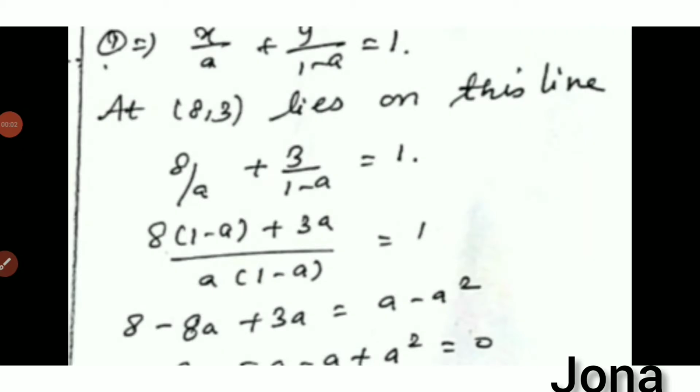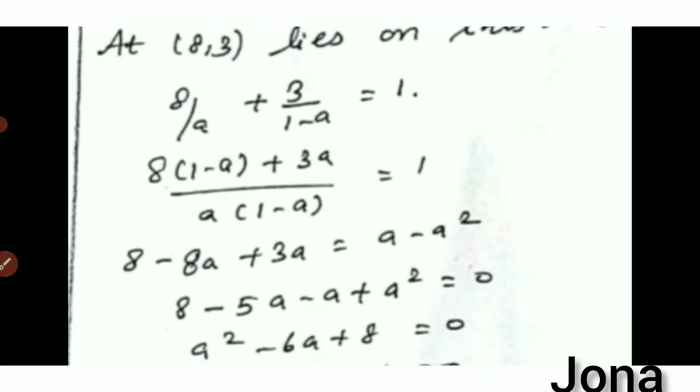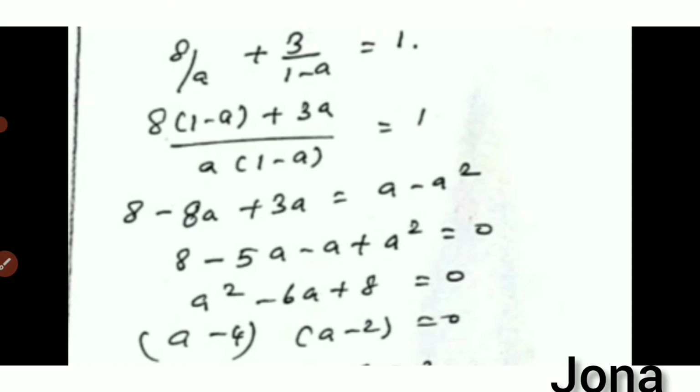Therefore we have x by a plus y by 1 minus a equal to 1. Instead of b we have to substitute 1 minus a. So here 8, 3 lies on the line, that is nothing but 8 by a plus 3 by 1 minus a equal to 1. If we take LCM here, 8 into 1 minus a plus 3 into a divided by a into 1 minus a equal to 1. Cross multiply this, we have 8 into 1 minus a plus 3a equal to a into 1 minus a. That is nothing but 8 minus 8a plus 3a equal to a minus a square.